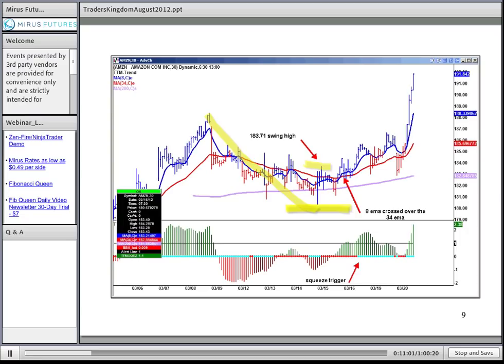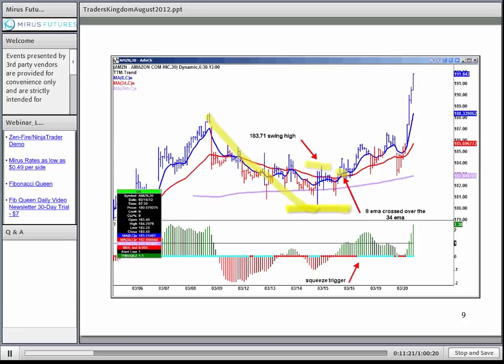I want to see it take out a prior swing high to indicate a reversal against the support that we came into. And I also want to see a confirmation with a moving average crossover. And I'm using the 8 over the 34 EMA for a swing trade. For the aggressive entry, you can use a 15-minute chart. For the not so aggressive entry, we use a 30-minute chart.